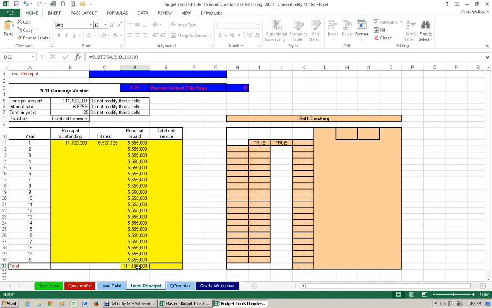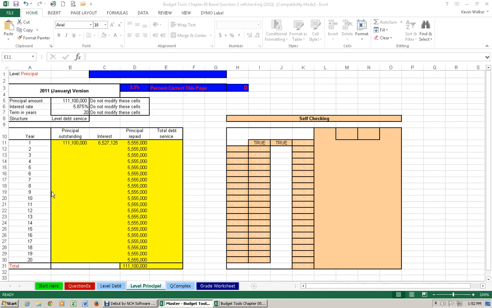The subtotal for the principal repaid matches the principal outstanding. So you've just proven that by the end of year 20, you've repaid the principal that you had outstanding. This works especially because we're doing level principal, but you would still subtotal it even if you were doing an amortization table, which is a little more math and a different spreadsheet, so we're not going to worry about that.